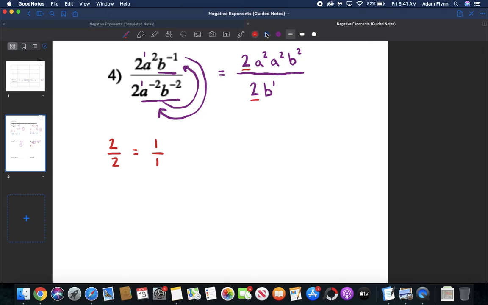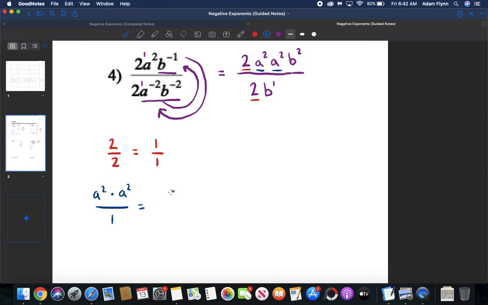Now I'll go to my a's. So I've got a to the second power and a to the second power. They're touching upstairs, so I know I need to multiply them. I need to use the product rule. So I've got a to the second power times a to the second power. There are no a's downstairs, so I'm going to put a placeholder, which is going to be 1.